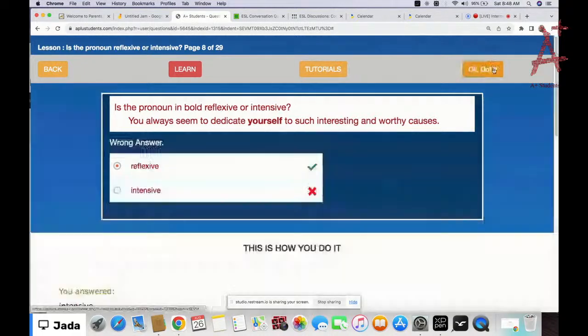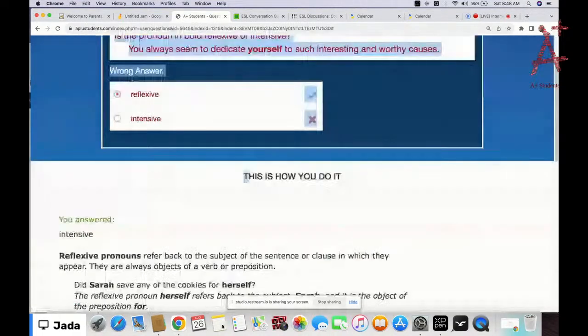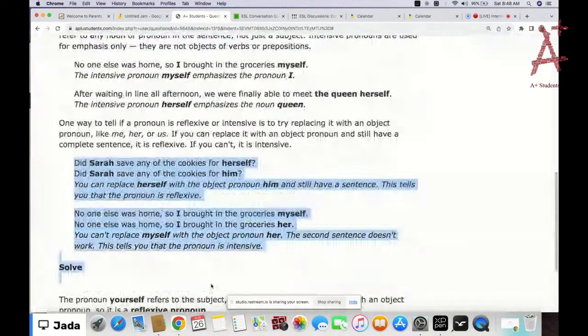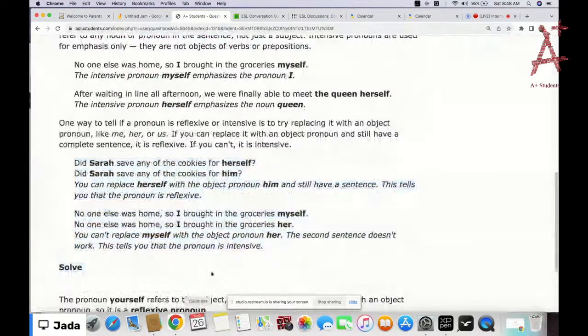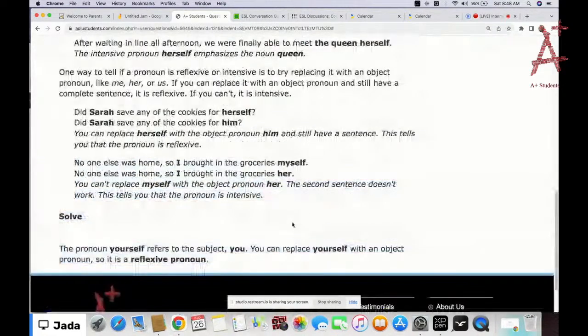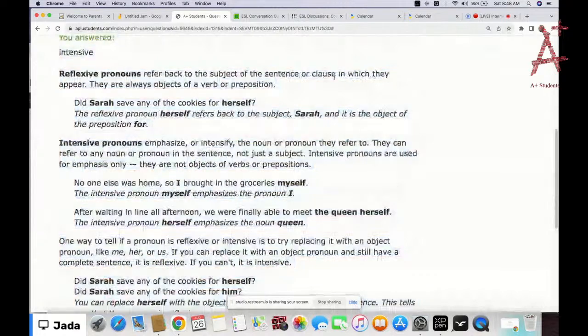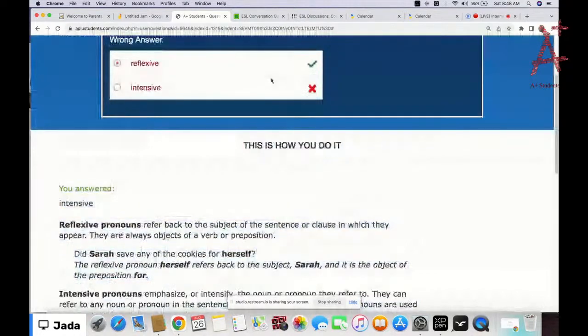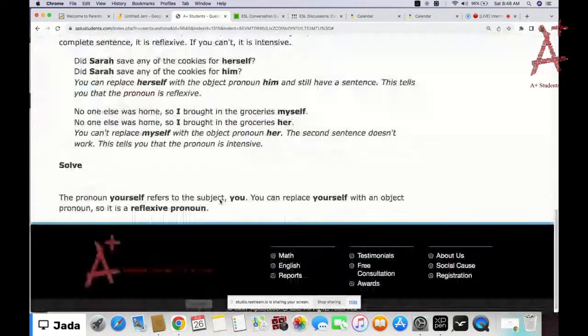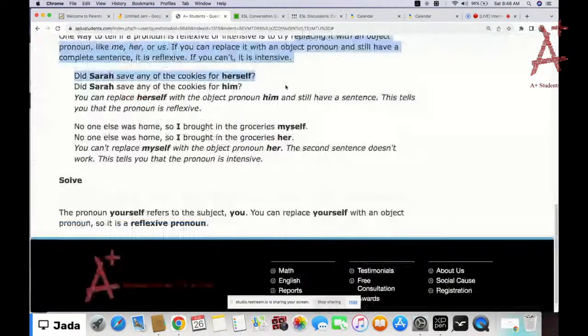Okay, so it says no, it's reflexive. So you have to scroll down. If you ever get any answer wrong, just go down and read for yourself to understand why it's wrong. The pronoun yourself refers to the subject you. You can replace yourself with an object pronoun. So this is reflexive. What can we replace yourself with?